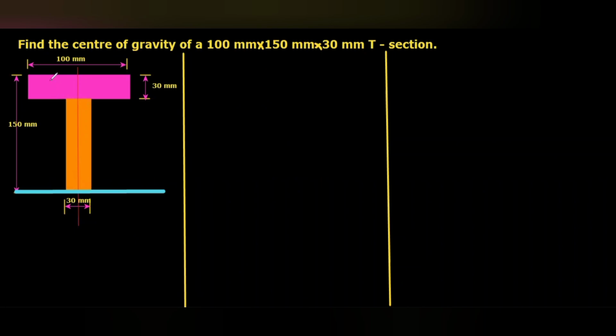This given diagram, we are going to separate into small areas for our convenience. Here, this T section can be considered as two rectangles, like this one, that is rectangle 1, and this one, that will be rectangle 2.